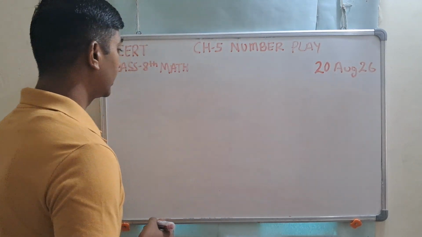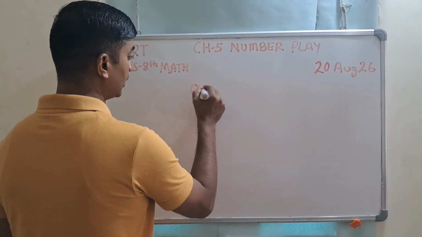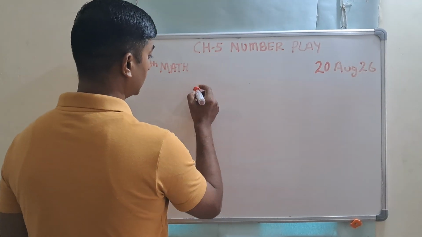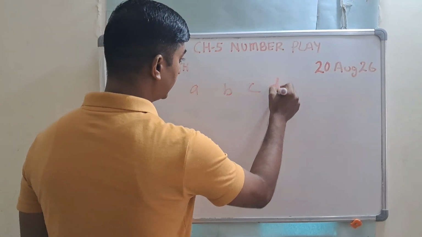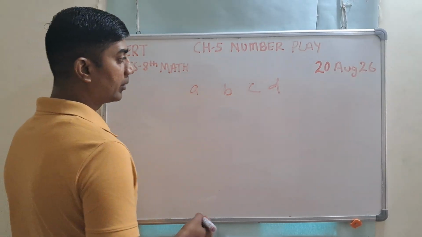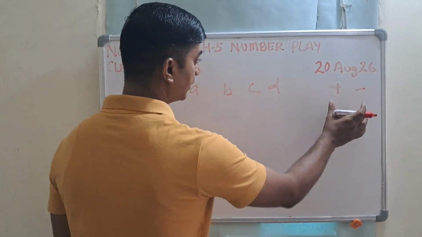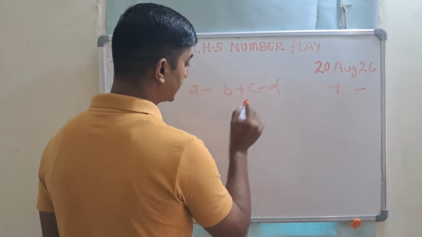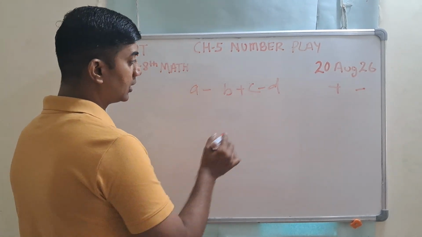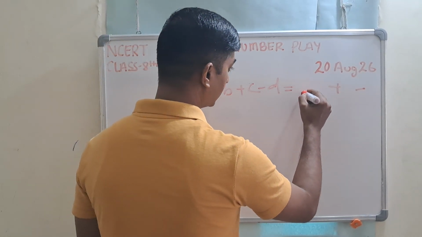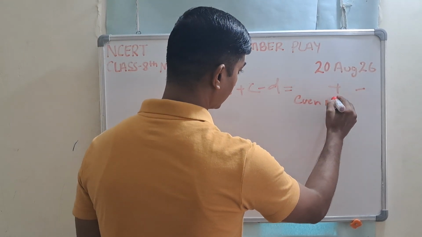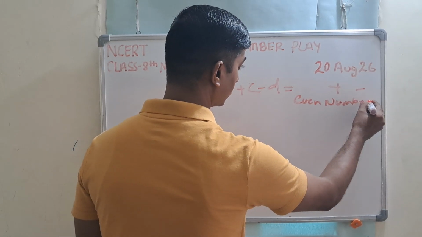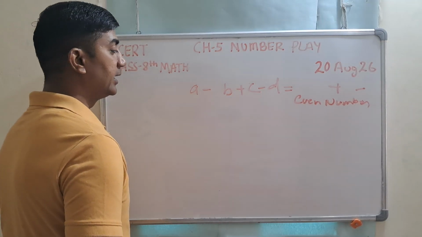We saw this with the generalized form, a, b, c, d, which are any numbers, and you apply these operations, plus and minus, in any combination between them, and you will always get an even number as the result. This is what we studied in the previous class.